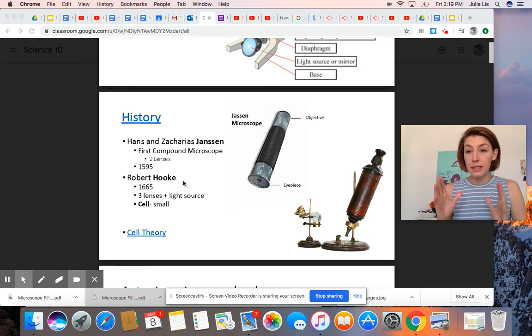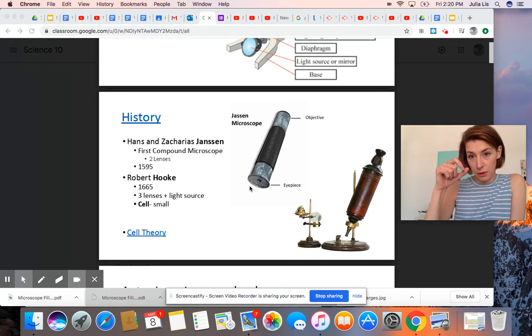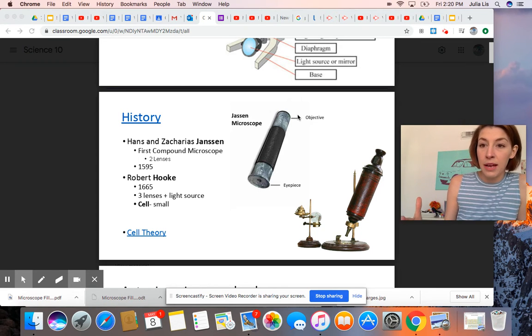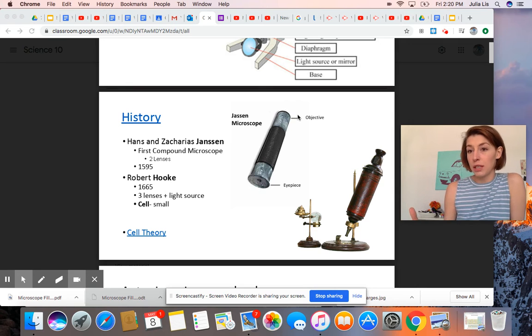So just like the lenses that we have in our glasses, if you wear glasses, lenses bend and refract light. So these two lenses, there was an eyepiece, which we would initially look through, and then an objective lens that would ideally magnify the specimen or the object that we were looking at. So this is what the first compound microscope looked like. Know that it was Hans and Zachariah Janssen. So this is a father-son team.